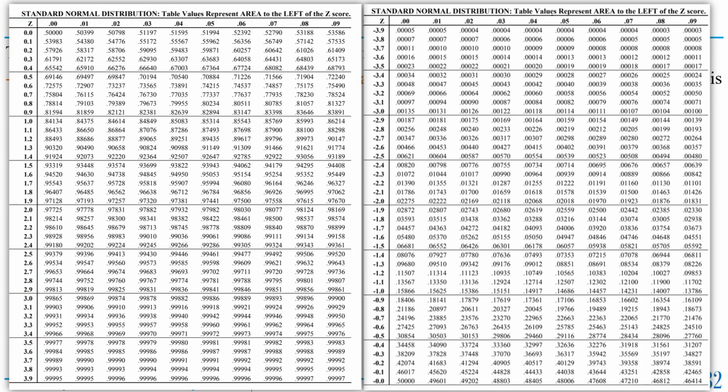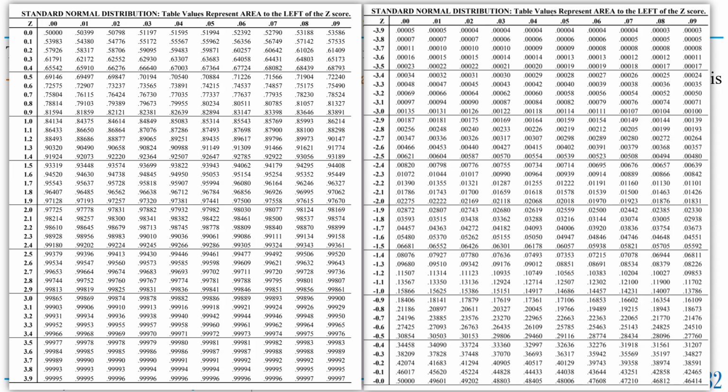Let's take an example and identify the area in the z-table for z equal to 1.96. For z value 1.96, select 1.9 and 0.06 from the z-values given in the table. So, the area is 0.975. That means 97.5% of the values comprising the standard normal curve are less than 1.96.